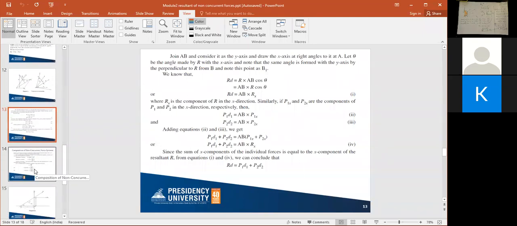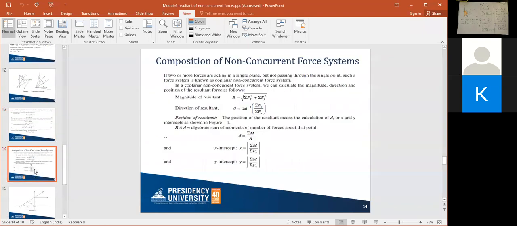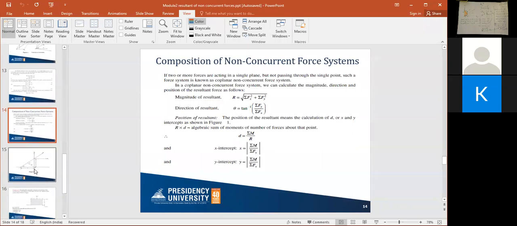And lastly, I'll just discuss the composition of non-concurrent force systems. This is something similar to what you have previously learned. When it comes to composition, you already know that there is a magnitude and a direction for a particular resultant. You have these two components that one has to calculate.